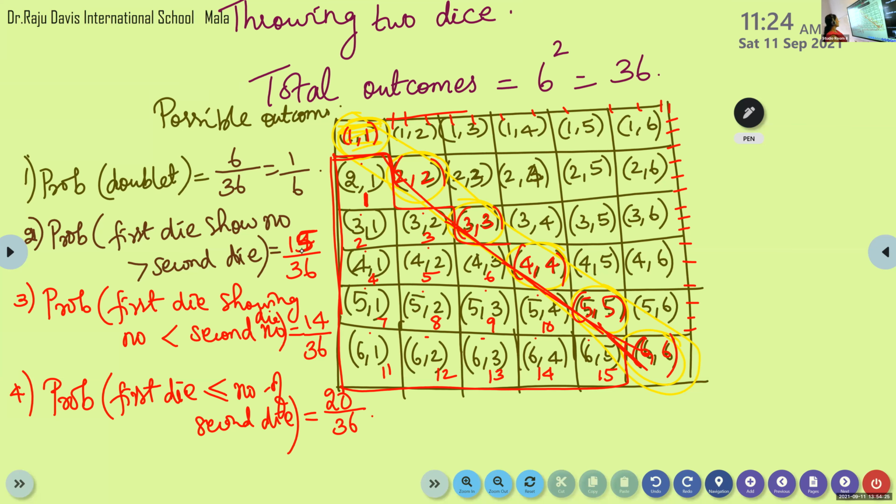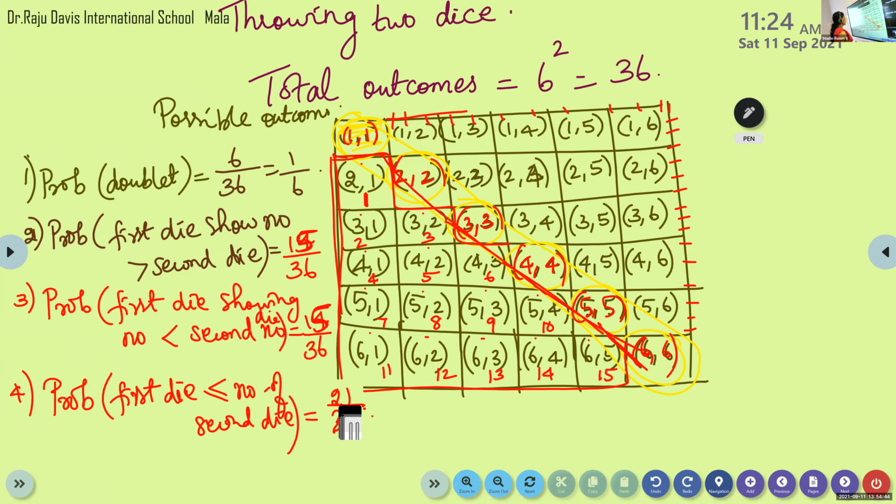What about the second case? 15 also. Here also we will get 15. Now look at the next case then. What about the next, this case? 20. 21 by 36. Okay.